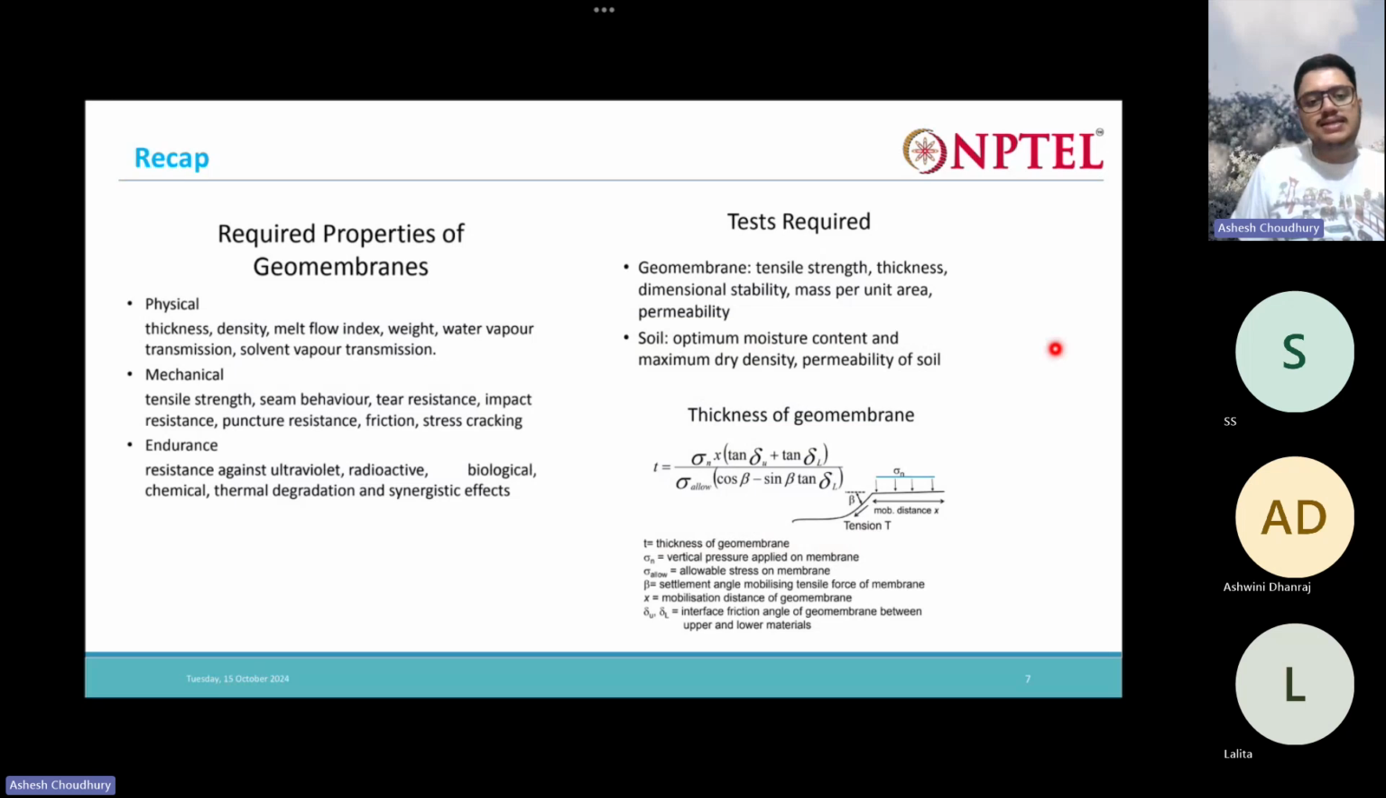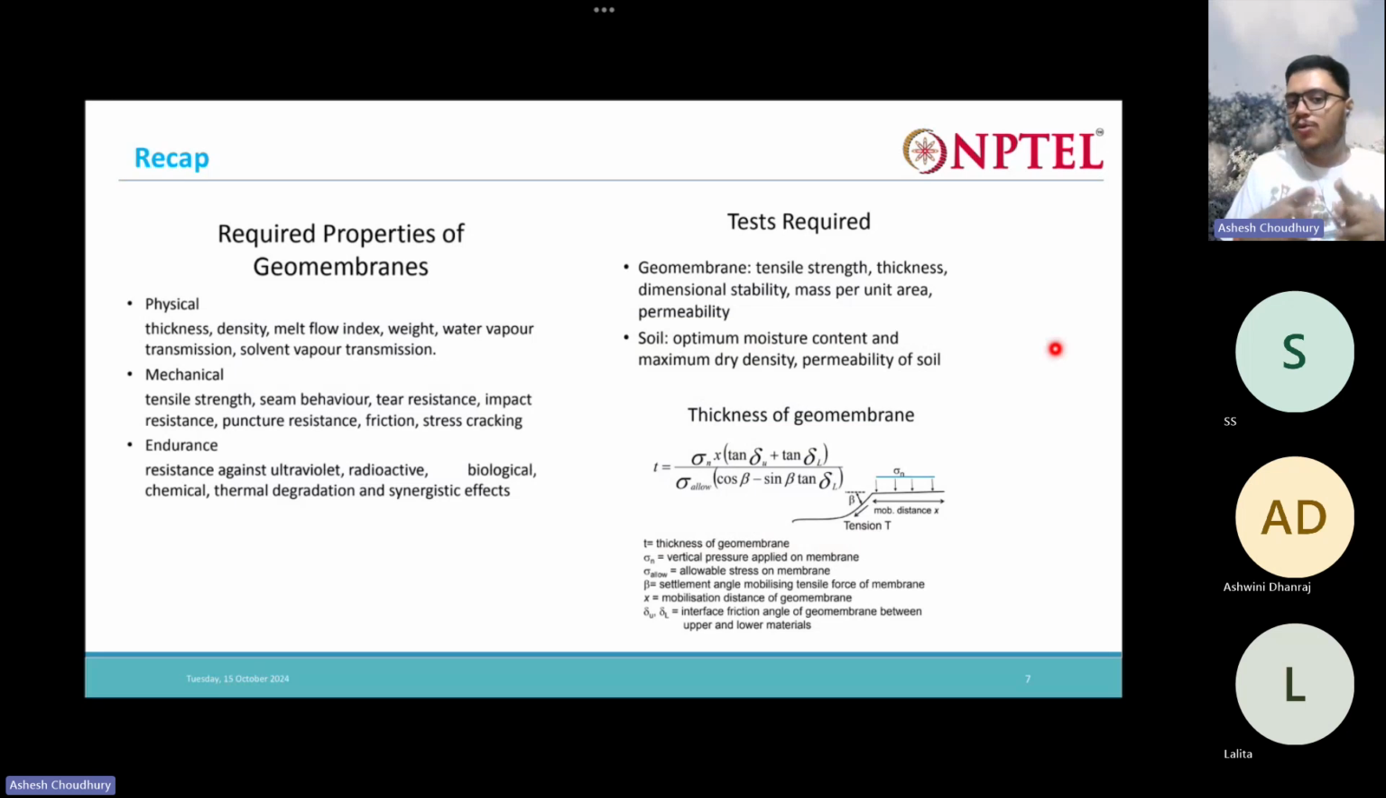Then mechanical properties, same as whatever we studied in the case of geotextiles and geogrids: tensile strength, seam strength, tear resistance, impact resistance, puncture resistance, friction, stress cracking, all these things. Then endurance means what? Long term, how the performance of your liner or geomembrane is going to change. So resistance against ultraviolet, radioactive, biological, chemical, thermal degradation, all those things.